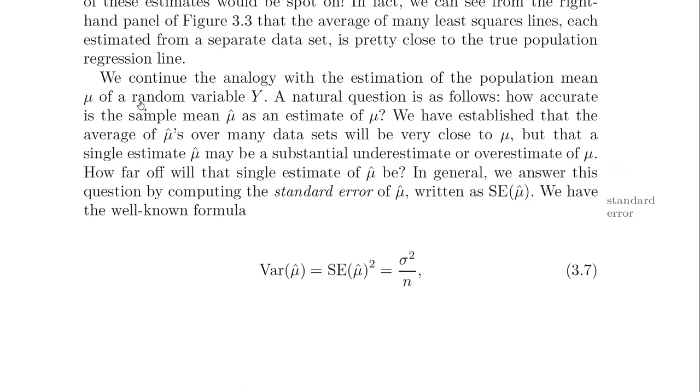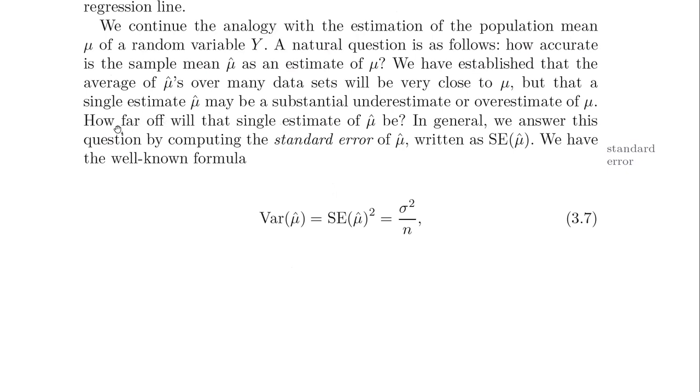The natural question is as follows. How accurate is the sample mean mu hat as an estimate of mu? We have established that the average of the mu hats over many data sets will be very close to mu, but that a single estimate mu hat may be a substantial underestimate or overestimate of mu. Now, this is the question, right? How far off will that single estimate of mu hat be?